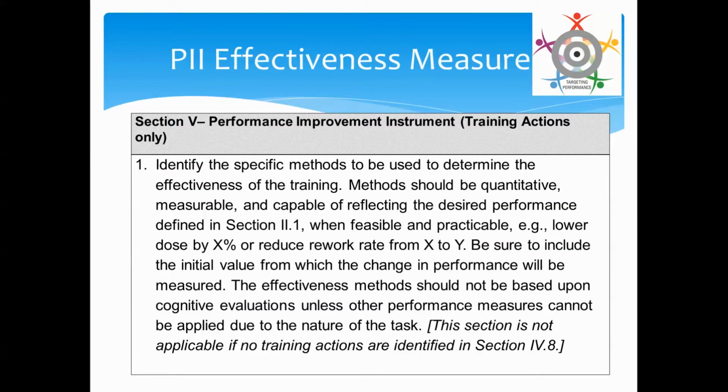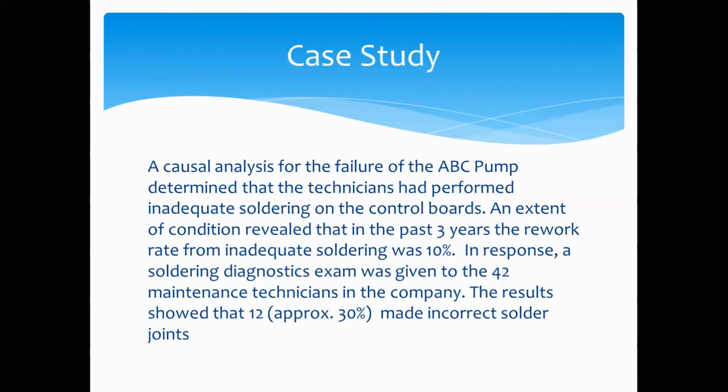This is going to be the Performance Improvement Instrument Effectiveness Measures. This section should directly address closing the performance gap. What instruments will be looked at to measure the effectiveness, and in what time frame is the training going to be completed? Using your copy of TRAA 100 and the case study in front of you, what do you think is the proper metric to determine if training is effective? Please pause the video and perform this task.